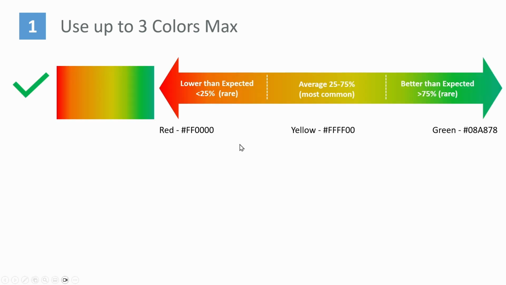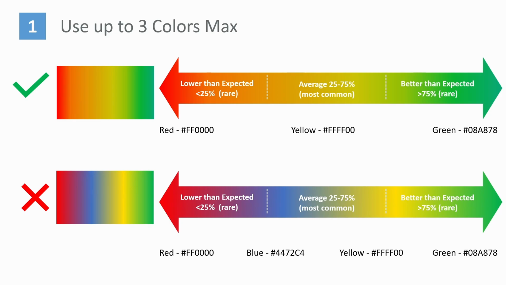Number 1, stick to up to 3 colors maximum when creating gradients. We saw an example with 2 gradient colors, but you can go up to 3 colors. Anything beyond that would be counterproductive because too many colors add messiness. This is an example you saw earlier. Here we have used 3 colors, but if you were to add one more color, you would get a messy result like this. So avoid using more than 3 colors for gradients.